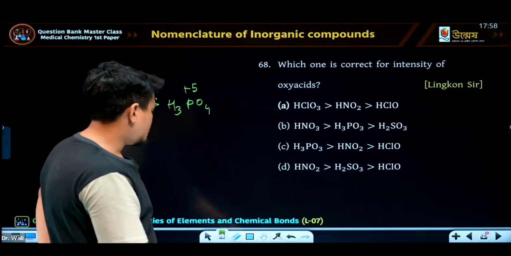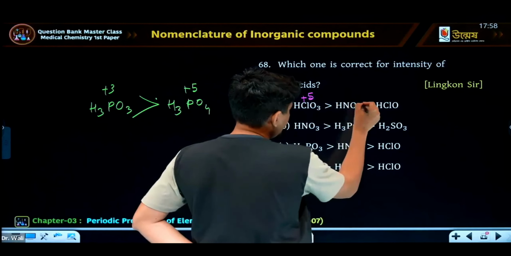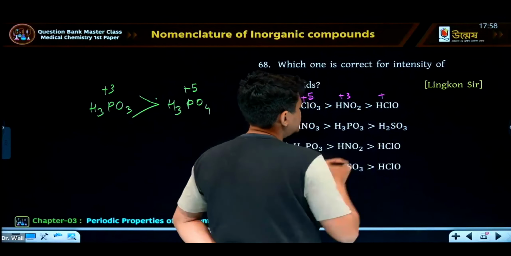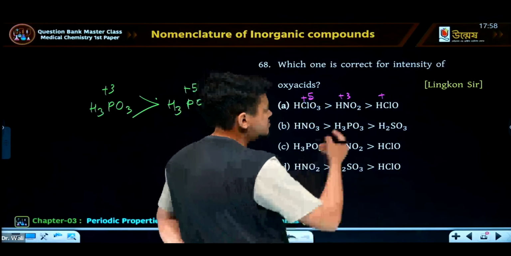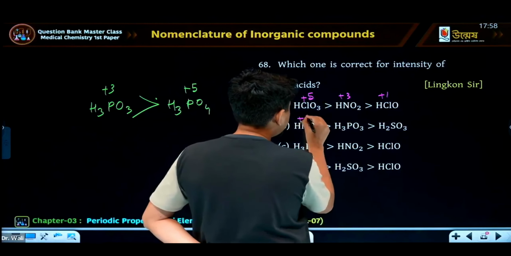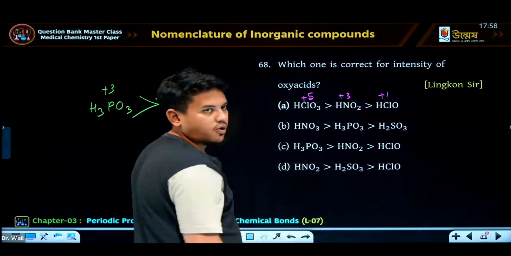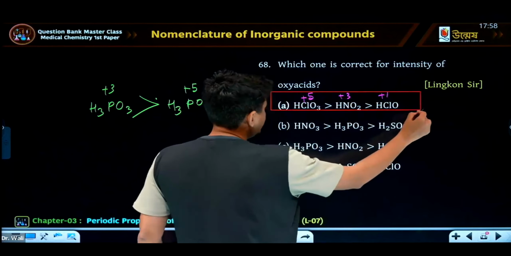Anyway, this is not the situation here. Here we have to just calculate the central atom oxidation number of these three, which is +5. Here we can see +3, and here we can see what? Which one is correct? This one is +1, right? -2 +1, so it will be +1. Again, here we can see +5. I think this order is correct. The first one is already correct. Okay, 5, 3, 1. The order is perfect. So we can mark this one as the correct answer.